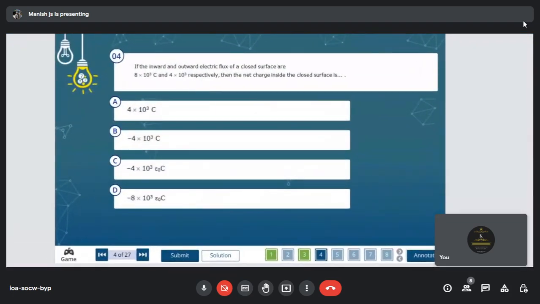If the inward and outward electric flux of a closed surface are 8 into 10 power 3 coulombs and 4 into 10 power 3 respectively, the net charge inside the closed surface is. So what is the total charge, they are asking.